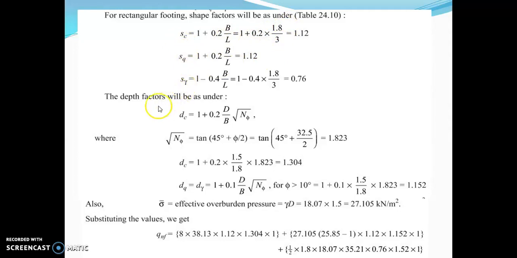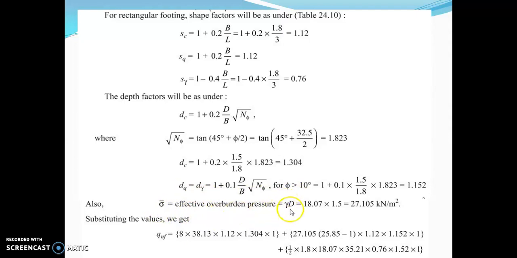Then the depth factors. Depth factors are mentioned on 6403 on page number 9. So these equations are very clearly mentioned there. Now what is D? D is the depth of foundation which is given in your numerical as 1.5. And B is the width, the smaller dimension, that is 1.8. Phi is given to you, so you calculate all these values of dc, dq, d gamma. Alright, fine. Then next is determination of effective overburden.